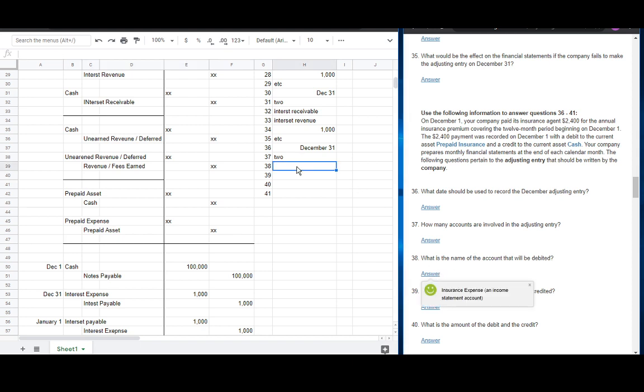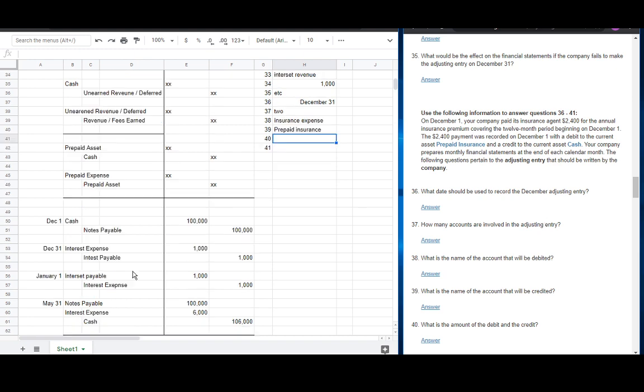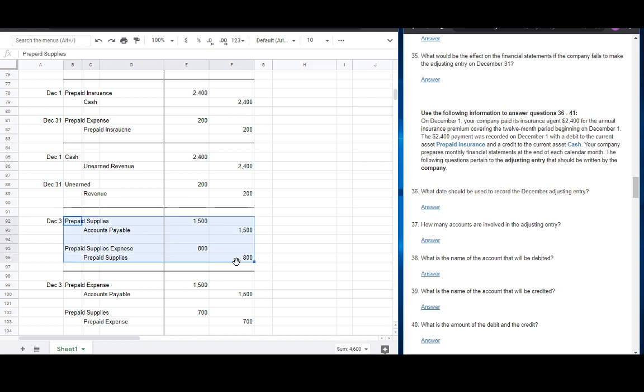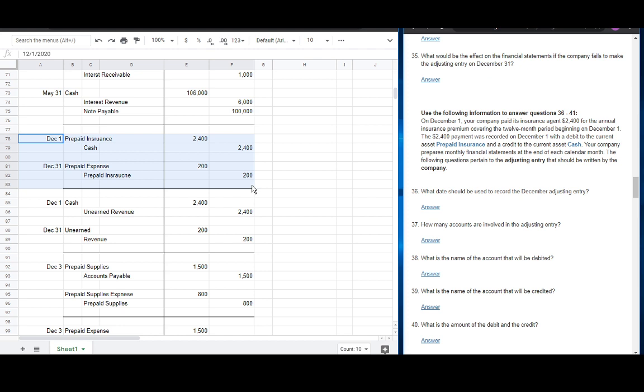Insurance expense, prepaid insurance expense, and prepaid insurance. Number 40, what is the amount of the debit and credit? And so how did we derive 800 here? And how did we derive 200 here?